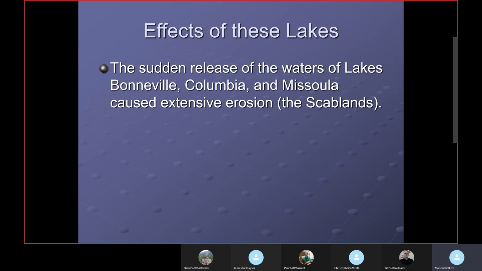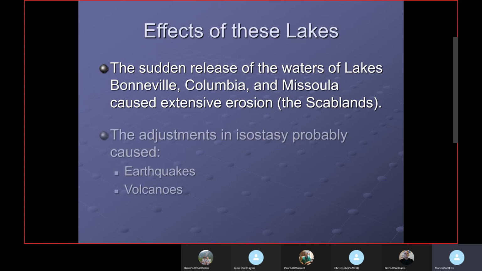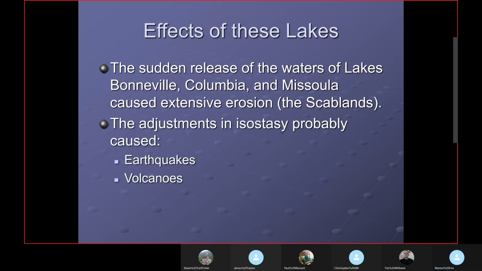Sudden release of the waters of the lakes Bonneville and Columbia and Missoula caused extensive erosion, the so-called scablands that we talked about. The adjustments in isostasy probably caused earthquakes and volcanoes to occur as well. And tsunamis no doubt occurred when this occurred. Large amounts of water going into the ocean could cause tsunamis to occur.